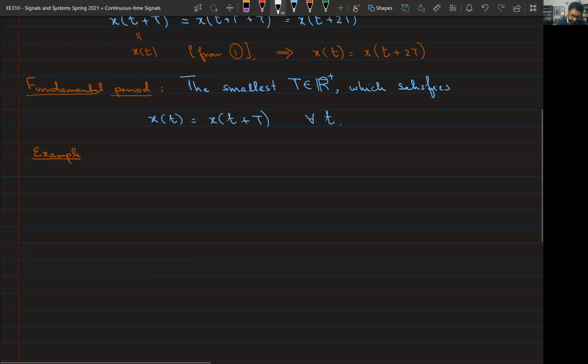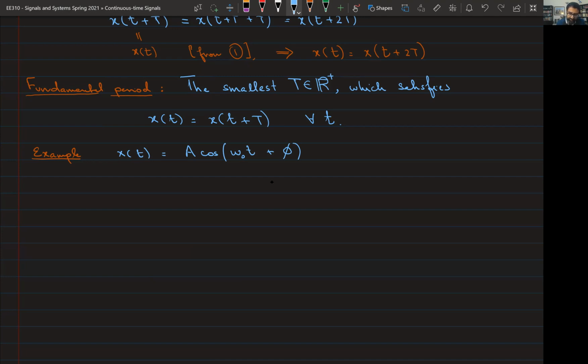This is a signal that you must all be familiar with. It's just a sinusoid, and that's probably the simplest signal that comes to mind when you think about periodic signals. And so this is x of t equals A times cosine omega naught t plus phi. And I wish to determine what the fundamental period is, right?